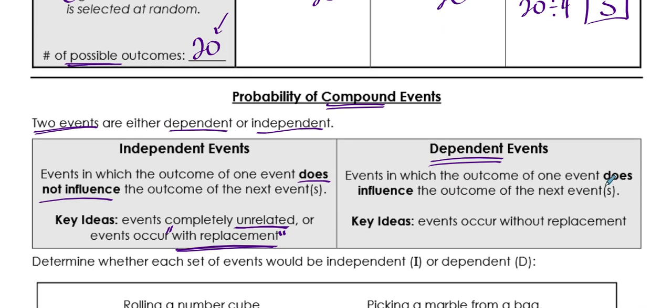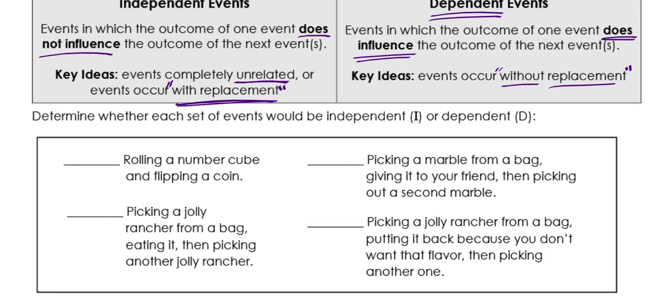So dependent events are events that do influence each other when we do this without replacement. If you take out a Jolly Rancher, you eat it, and now you take out another Jolly Rancher. When you pick out that second one, the chance that you pick out another blue one is now different because you've eaten the first one. You've changed the bag going into the second event. So we're going to decide on each of these if they're independent or dependent.